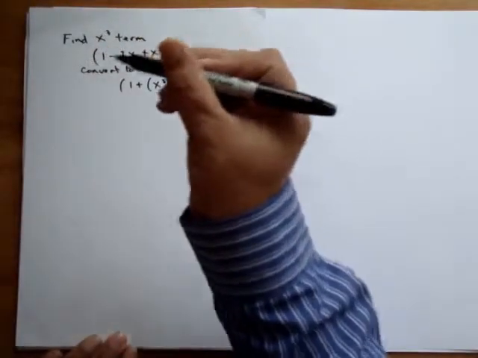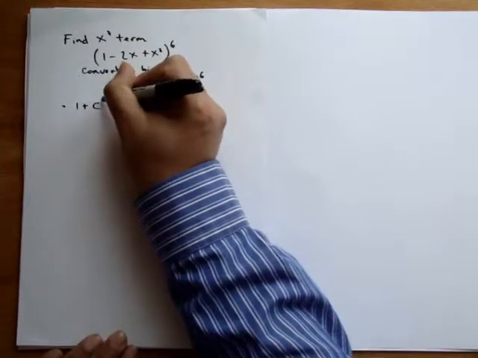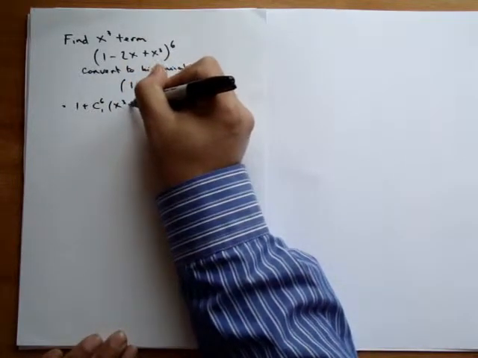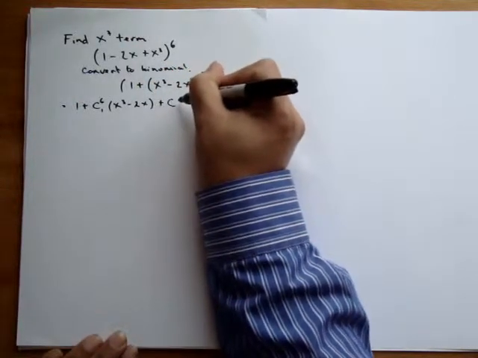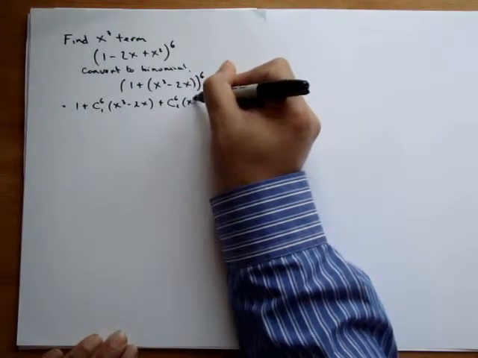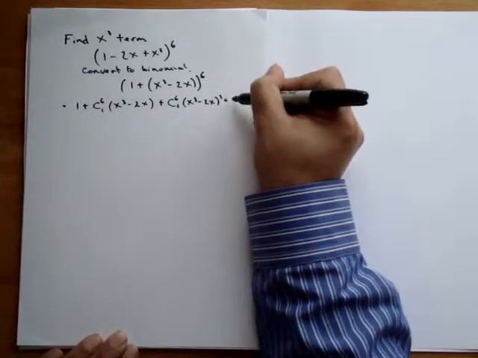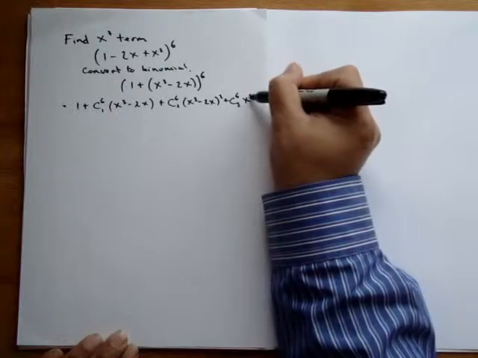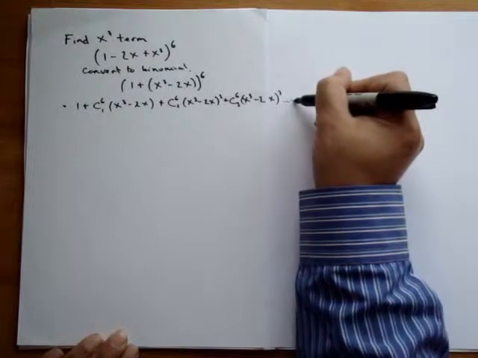So we know that in the expansion we get 1 plus C 6 1 x to the 3 minus 2x, plus C 6 2 as our nCr, x to the power 3 minus 2x squared, plus C 6 3 x to the power 3 minus 2x all cubed, and so on.